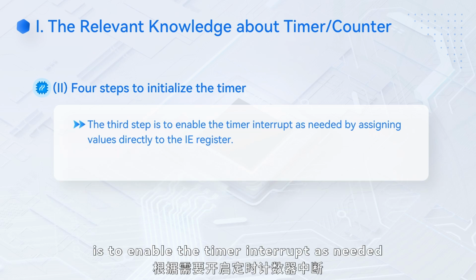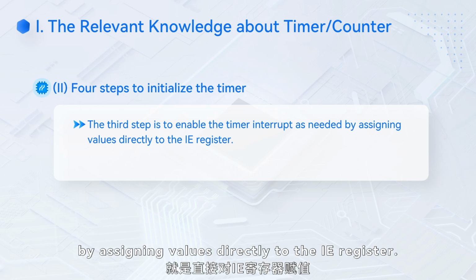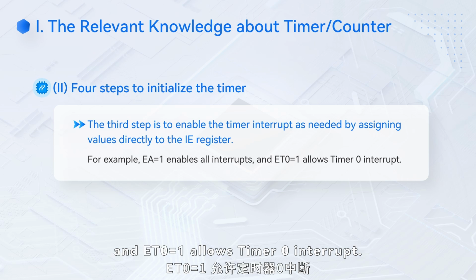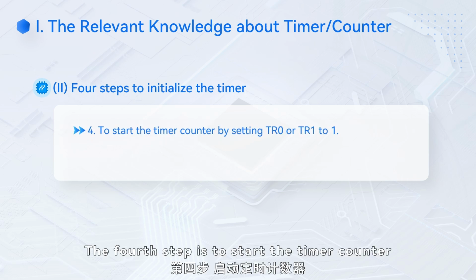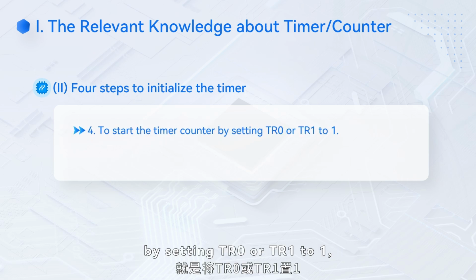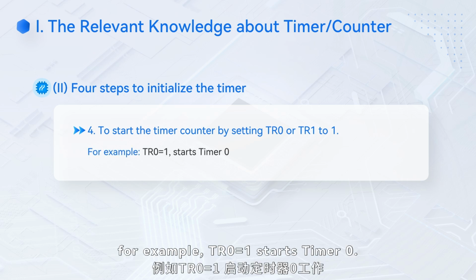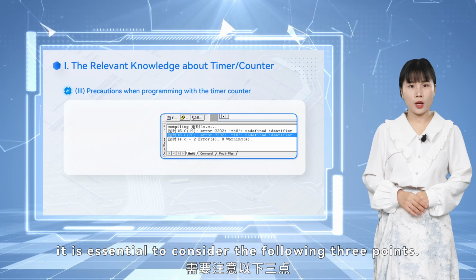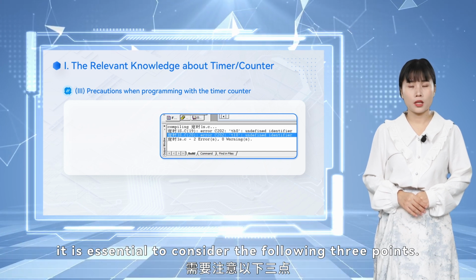The third step is to enable the timer interrupt as needed by assigning values directly to the IE register. For example, EA = 1 enables all interrupts, and ET0 = 1 allows timer 0 interrupt. The fourth step is to start the timer counter by setting TR0 or TR1 to 1, for example, TR0 = 1 starts timer 0. When programming with the timer counter, it is essential to consider the following 3 points.